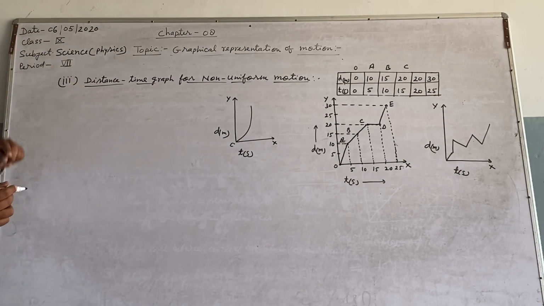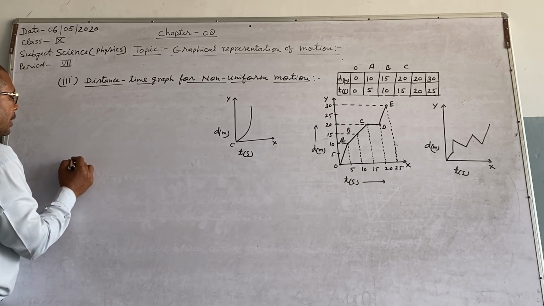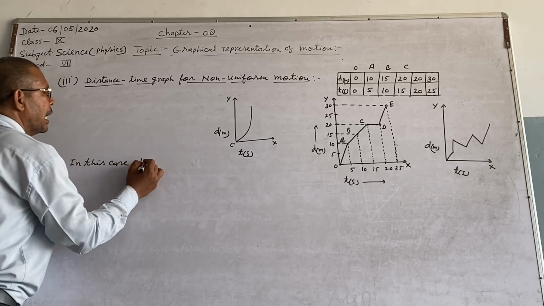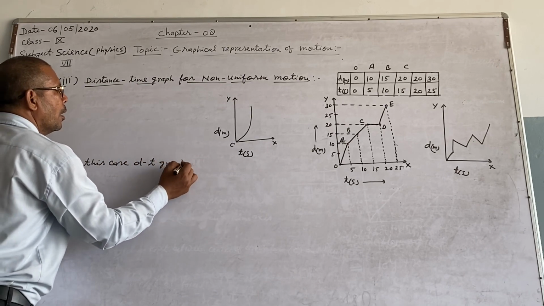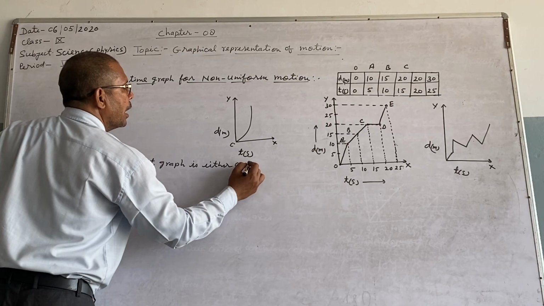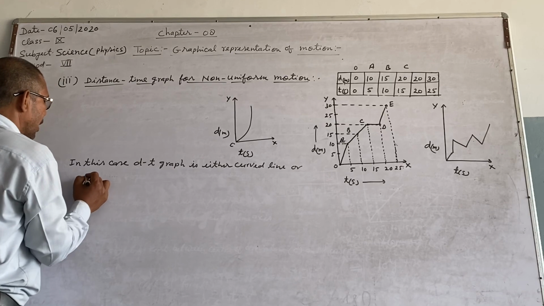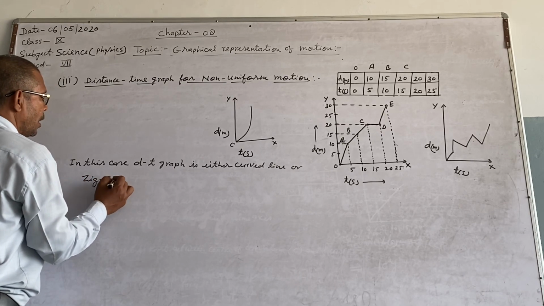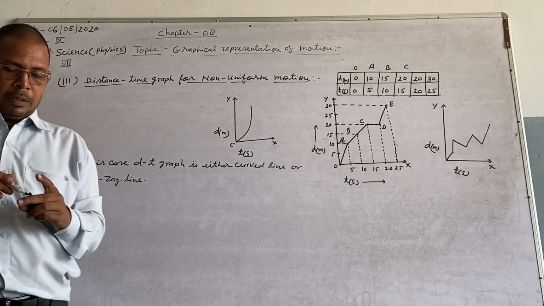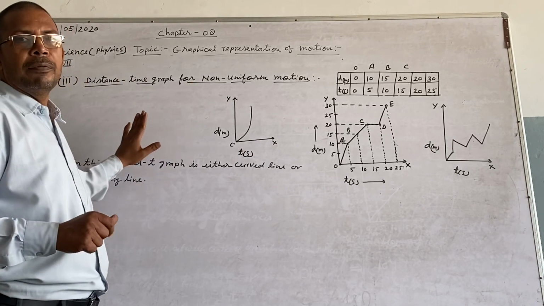So, distance time graph for non-uniform motion, what will you write? In this case, distance time graph is either curved line or zigzag line, right? So these are about distance time graph.